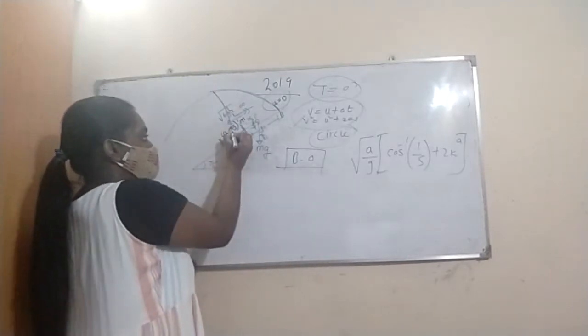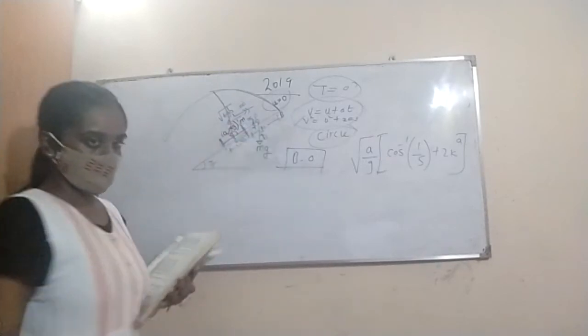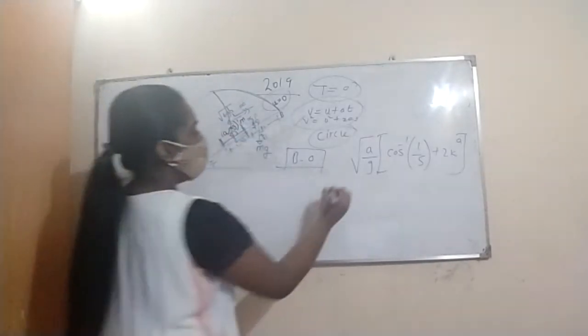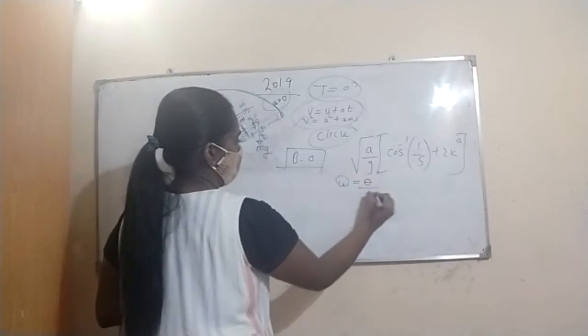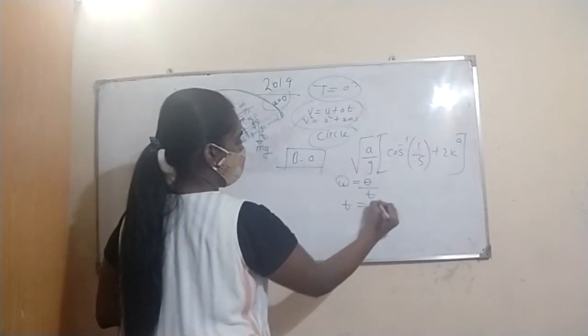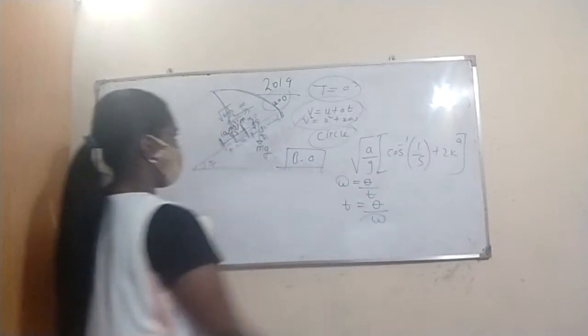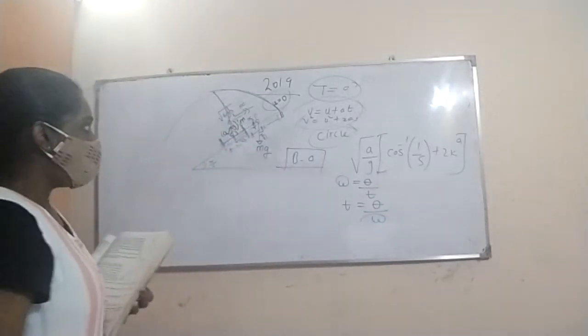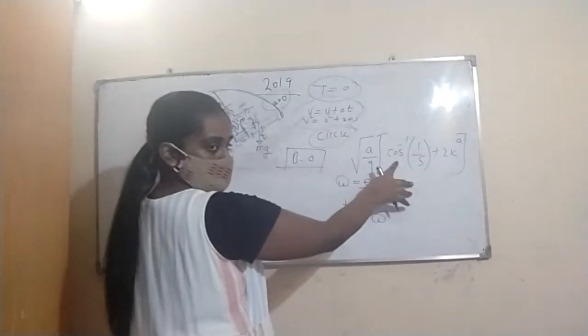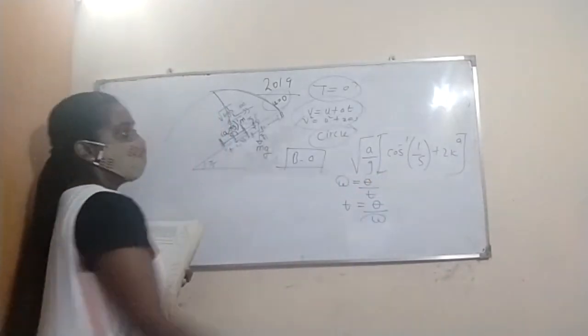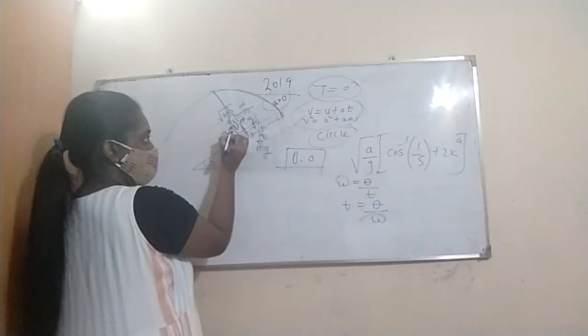Then how do you find the time? We can calculate the angle turned. Now we know omega is equal to theta by t. Therefore, time taken is equal to the angle turned divided by omega. Now which angle should we consider? Here the answer is given in cos, so cos means this is the angle turned.